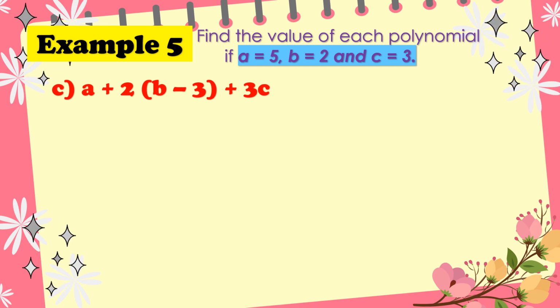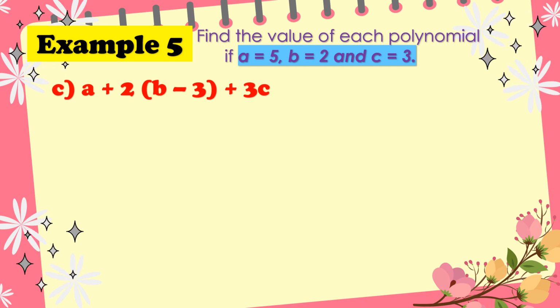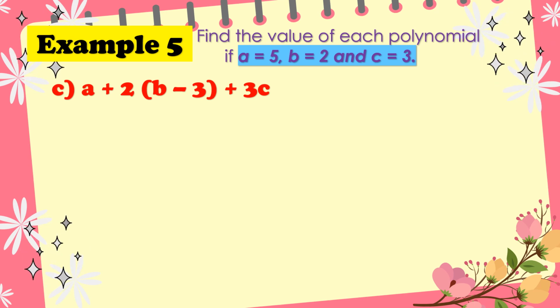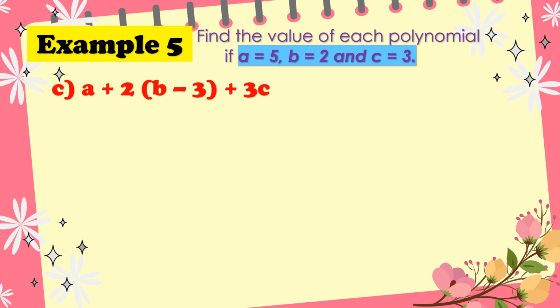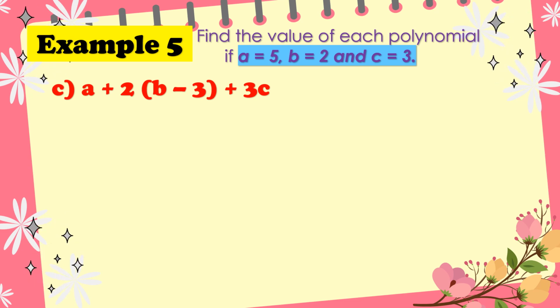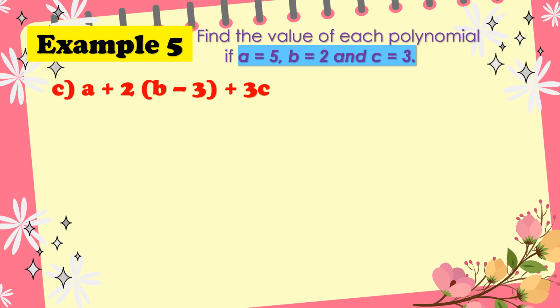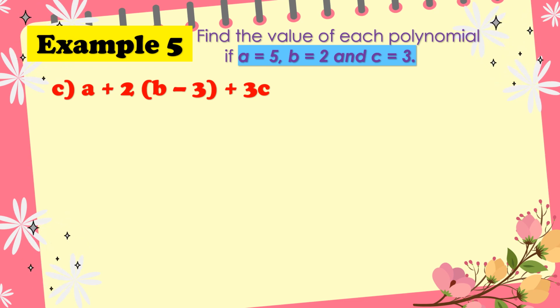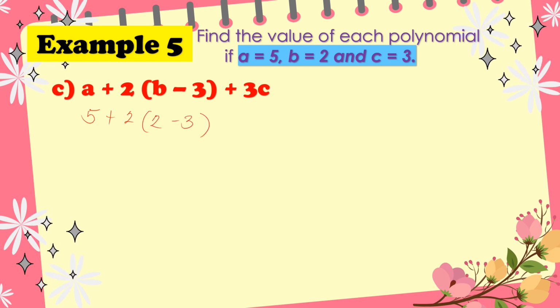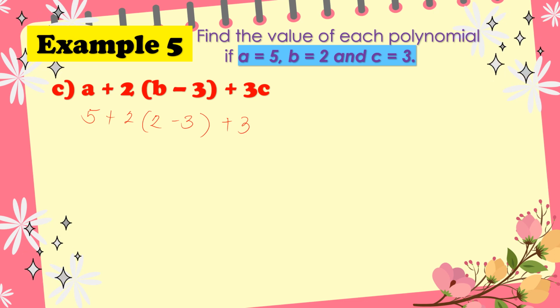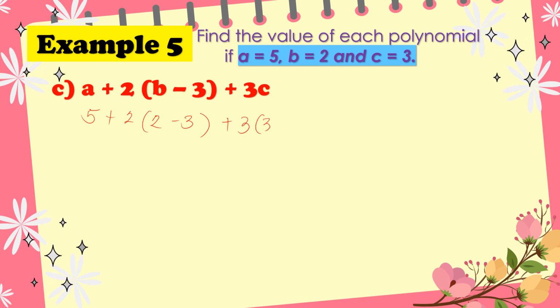A plus 2 times the quantity b minus 3 plus 3c. So, tatlong variables na yung mga gamit dito. Gamitin natin yung 5 para sa A, 2 para sa B, and 3 para sa C. So, mag-substitute na tayo. Ang unang expression is A. So, ipapalit ko dyan si 5 plus 2 times the quantity. Yung value ng B is 2. Then, copy natin yung minus 3 plus 3C. The value of C is also 3.